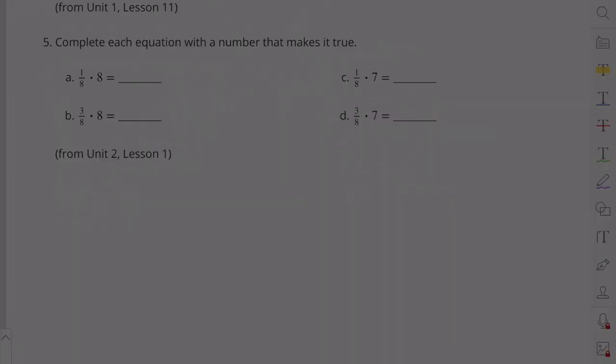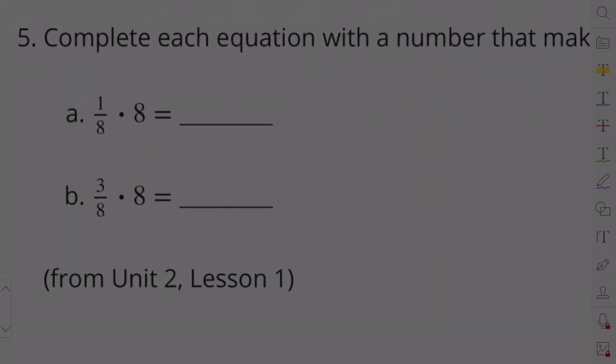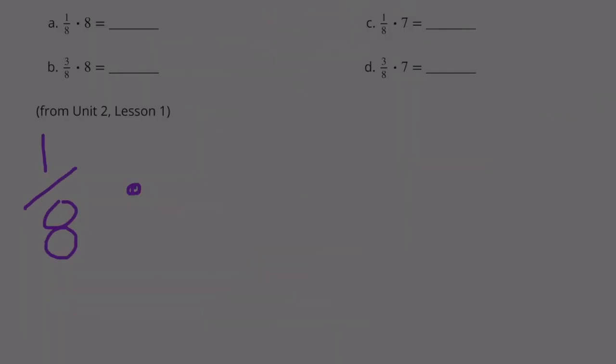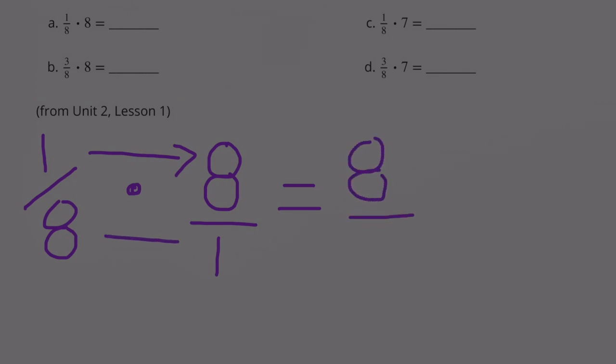Number 5. Complete each equation with a number that makes it true. A. 1/8 times 8. A few ways to do this. 1/8 multiplied by 8. And I have to put it over 1, so it's also a fraction. So we're going to go 1 times 8 equals 8. 8 times 1, we're just multiplying straight across, equals 8. So 8 over 8, that really means 8 divided by 8. So 8 divided by 8 is 1.